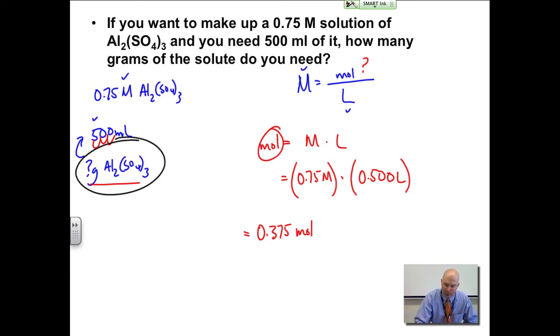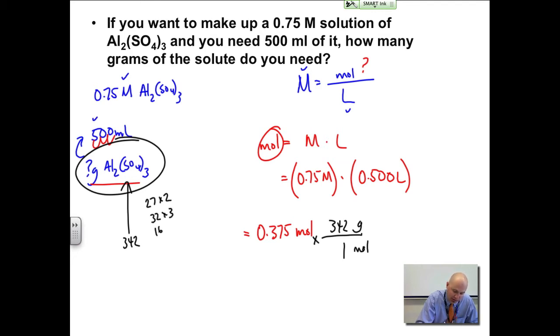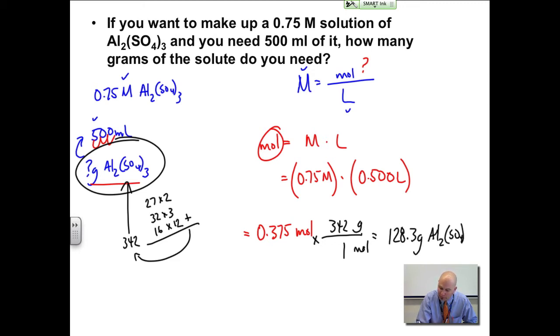But I want grams, so X line, moles, grams, 1. Add up this whole mess, 342. All right, 342. And remember how we get that? Aluminum is 27 and there are 2 of them. Sulfur is 32 and there are 3 of those. Oxygen is 16 and there are 12 of those. Add all that up, you get 342. Multiply the moles times the 342, you get 128.3 grams of your aluminum sulfate. There's the answer for that one.